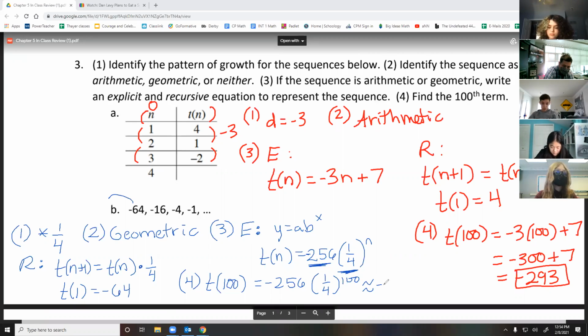So we're going to round this. I got negative 1.59 times 10 to the power of negative 58. That would mean you move that decimal 58 places to the left. That's how small this number is.